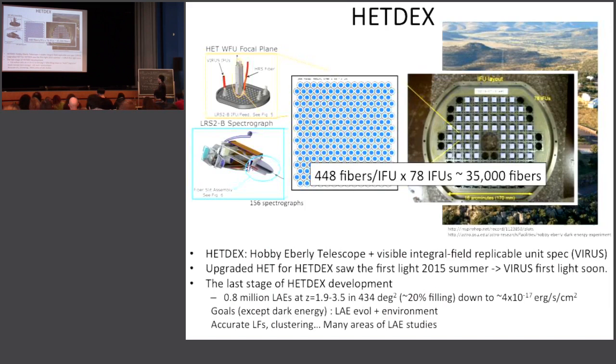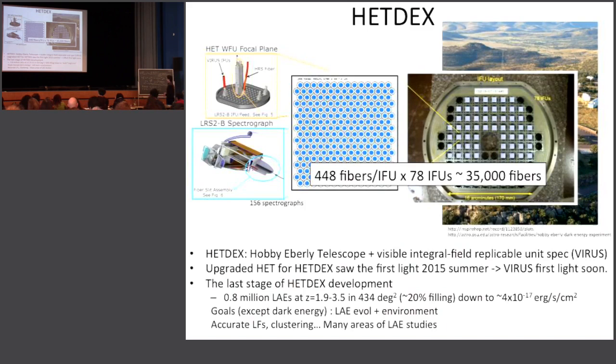Having this large number of fibers, you can carry out a three-dimensional spectroscopic imaging survey for 434 square degrees, and you expect 0.8 million Lyman-alpha emitters at redshift 2 to 4, down to a reasonably deep flux limit. The major goal of HETDEX is dark energy, using baryon acoustic oscillations with Lyman-alpha emitters as a probe of the structure of the universe. But for us, we are very interested in Lyman-alpha emitter evolution and environment, and accurate luminosity functions, so the bright end, and many areas of Lyman-alpha emitter studies can be completed.